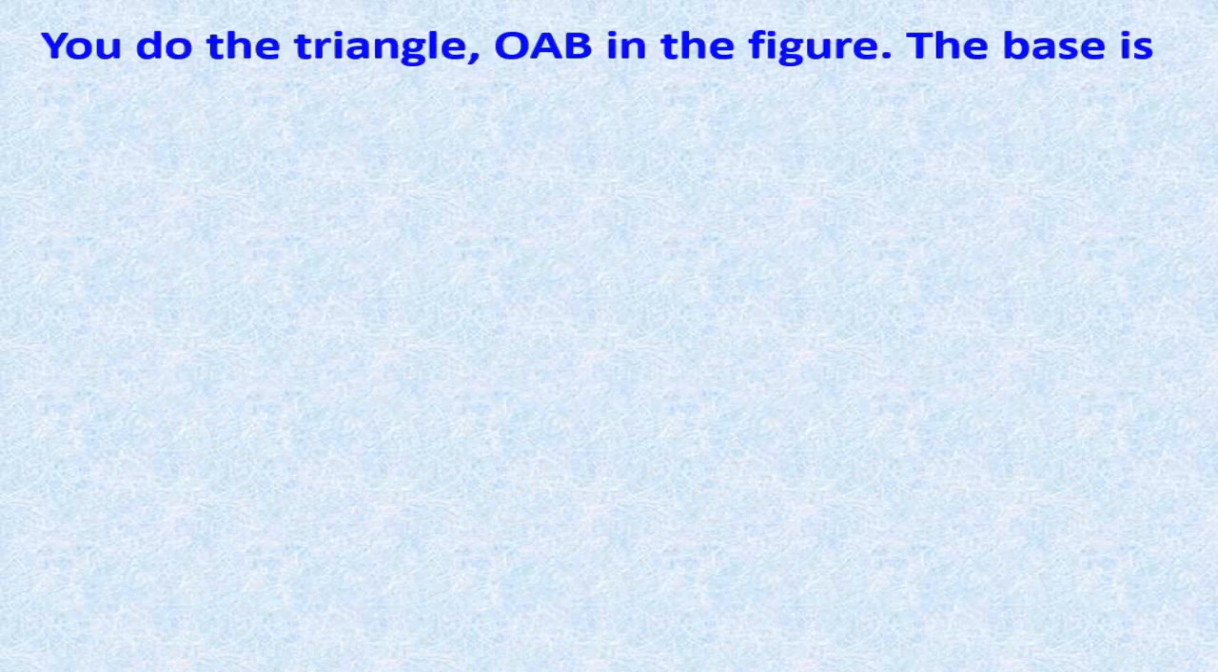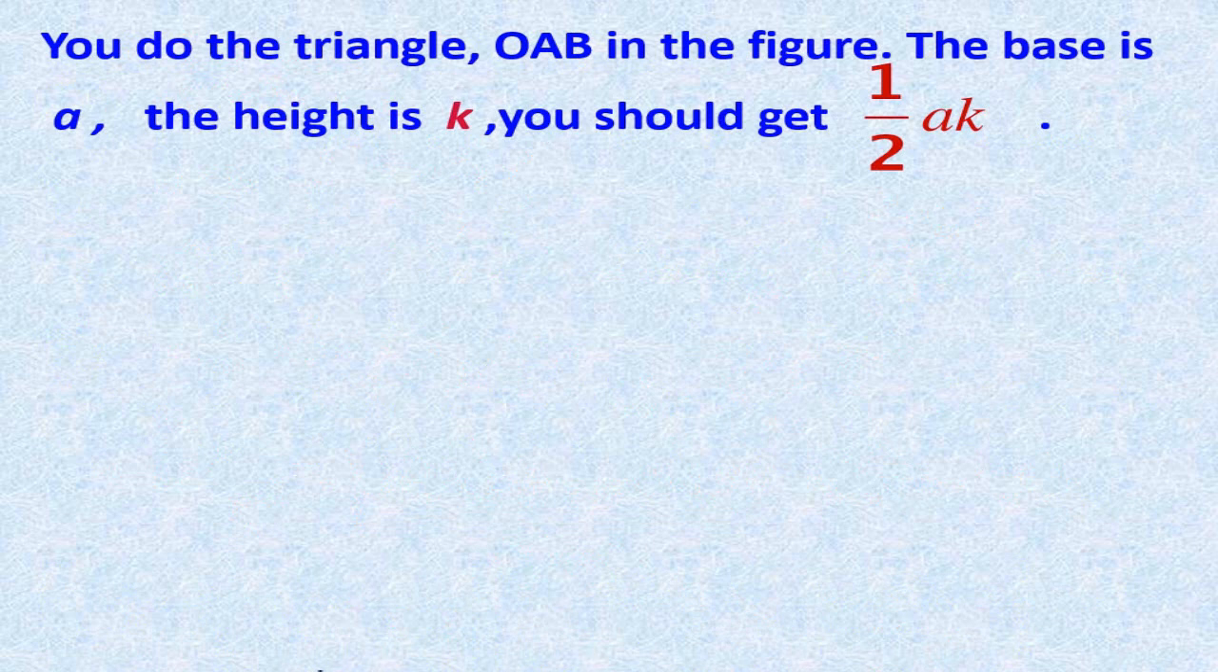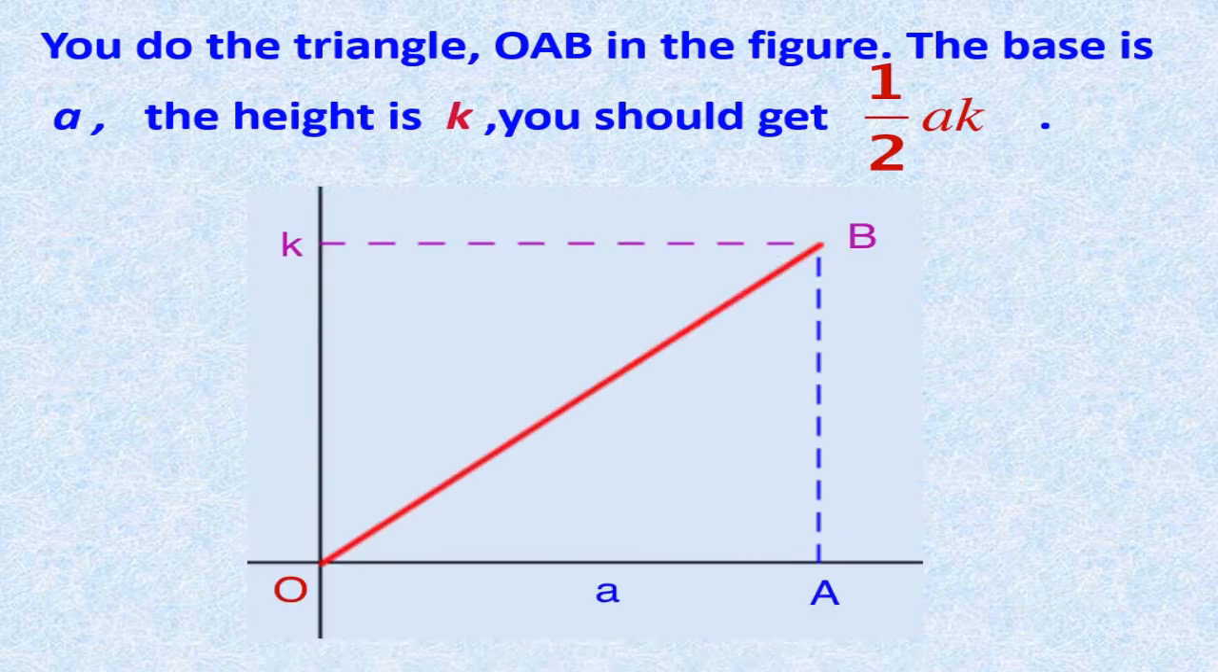Now do the triangle OAB in the figure. The base is A, the height is K, so you should get 1/2 AK. So, this is the length, AB, A of course. This one is the height, K. So, we know that this is 1/2 AK, and let's try how to get the area 1/2 AK using the Riemann sum. That is your activity.